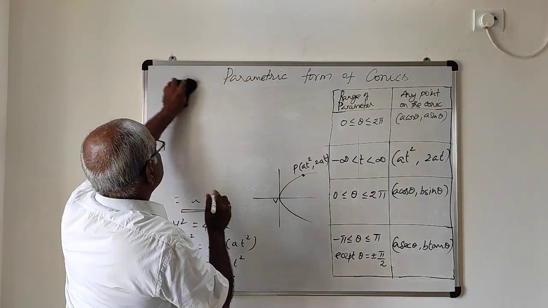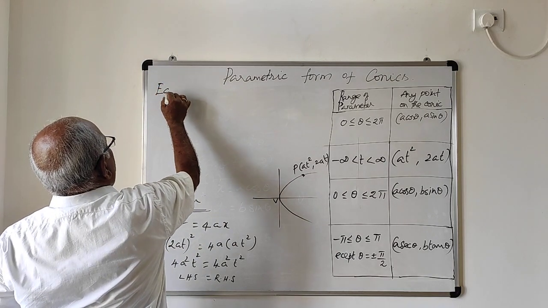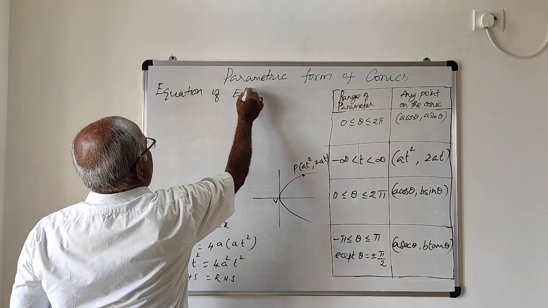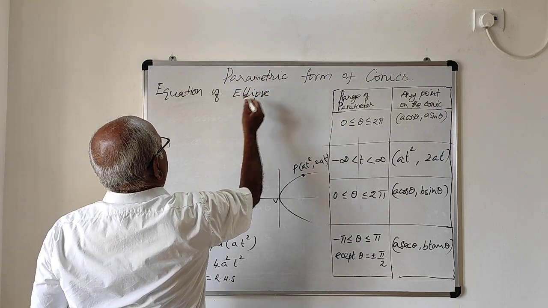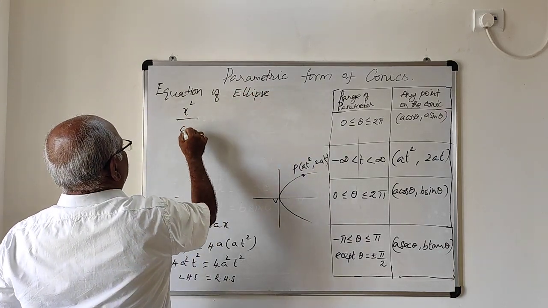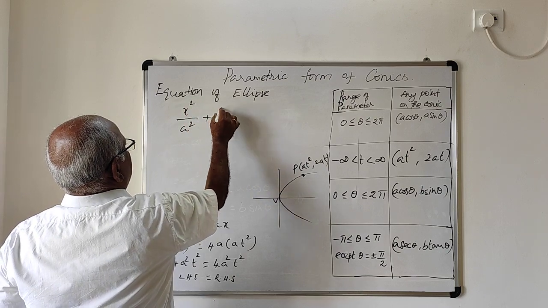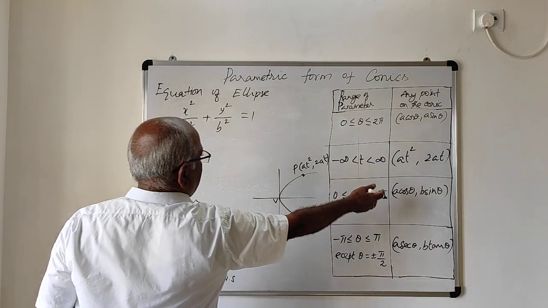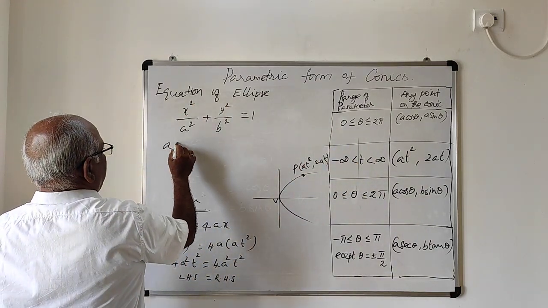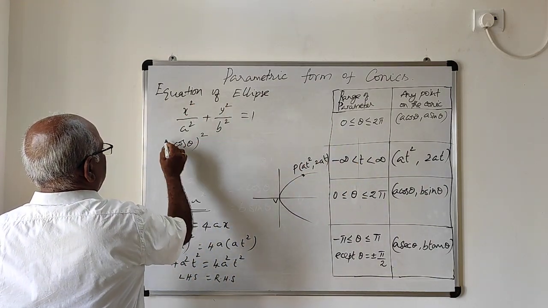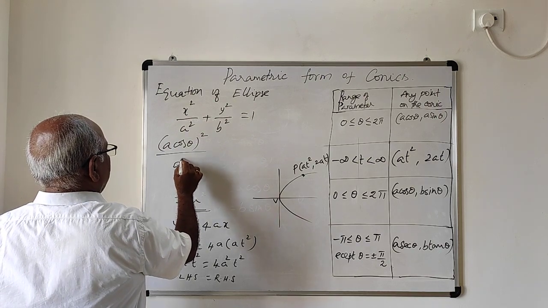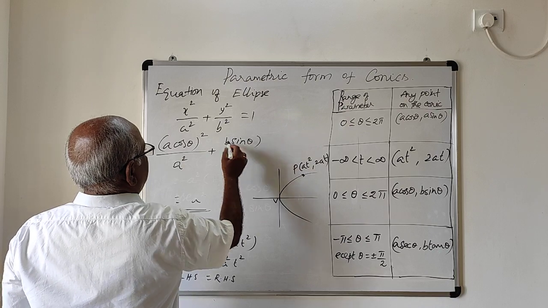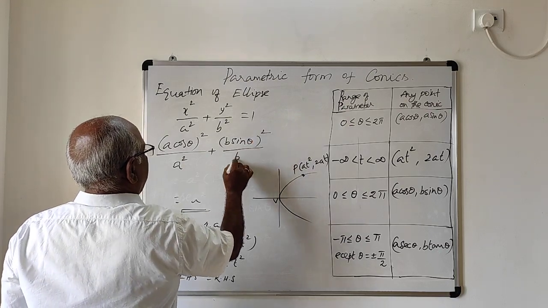Equation of ellipse is x square by a square plus y square by b square equal to 1. So the parameters: a cos theta for x, the whole square by a square, plus y is b sin theta, the whole square by b square.